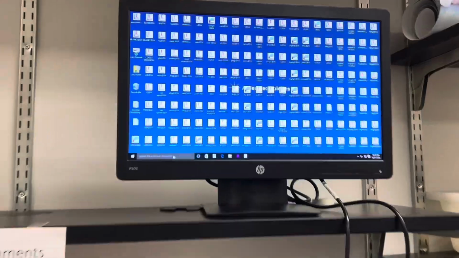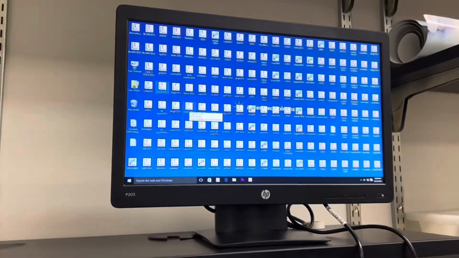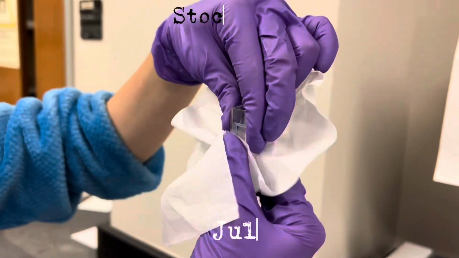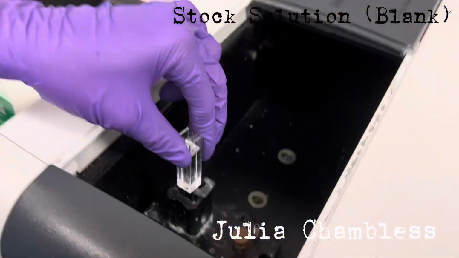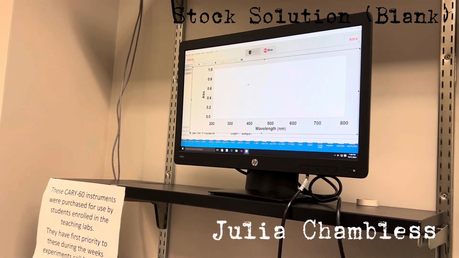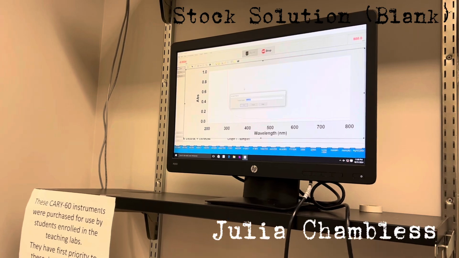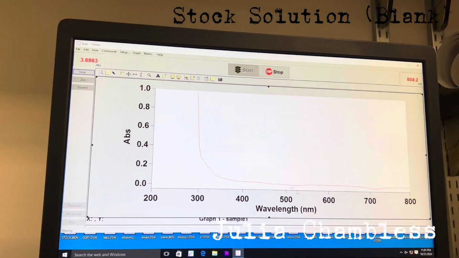So we start by opening up the scan app. That takes forever to load, but it's worth it. It's kind of fun to watch. So you clean 2 sides of your blank cuvette and you put it in the spectrophotometer, and you make sure that the clean sides are the ones the light goes through. You close it and zero it. Then you start and mark the graph. So you're going to take out each cuvette and put in the next one of each solution.